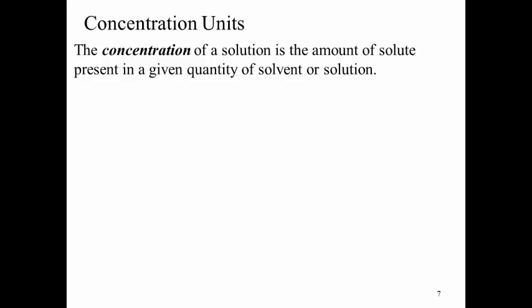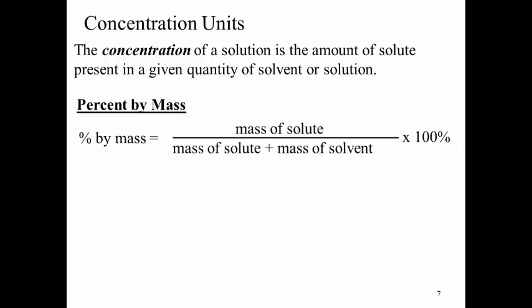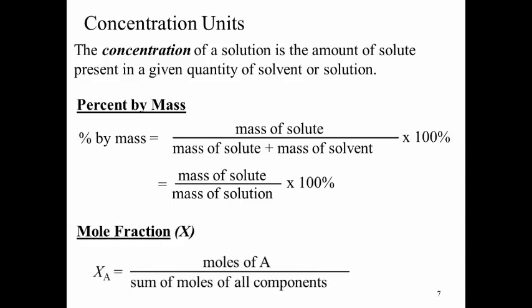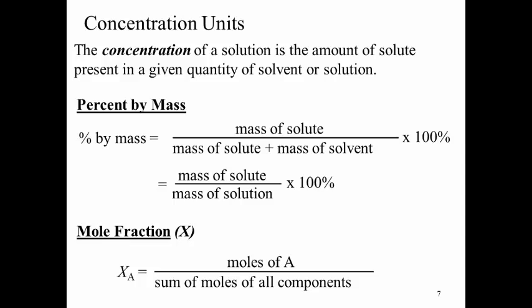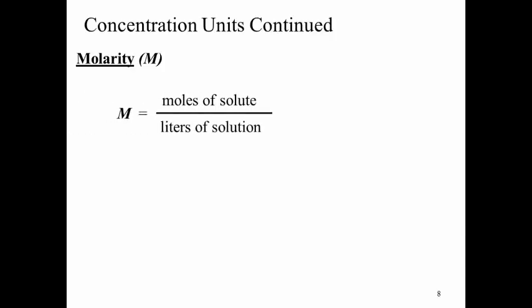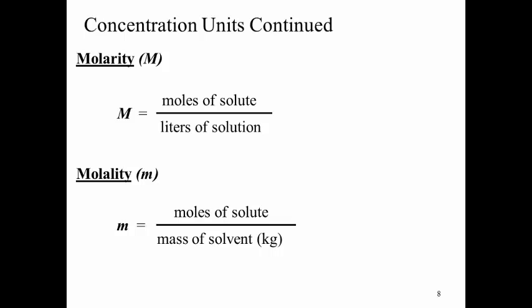So when we talk about concentration, we're talking about the amount of solute present in a given quantity of solvent. We can look at percent mass, which is the mass of the solute divided by the mass of the solute plus the solvent, times 100. Or mass of solute over mass of solution is the other way that we can view that. We could do mole fraction, which is symbolized by X, which is moles of A divided by the sum of moles of all the components. Molarity is the moles of solute per liter, and molality is moles of solute per mass of solvent in kilograms. Notice that molarity is of the solution and molality is just of the solvent.